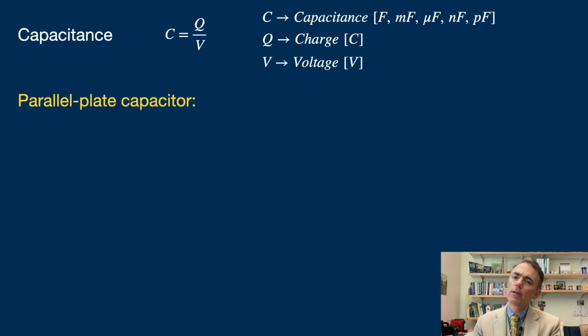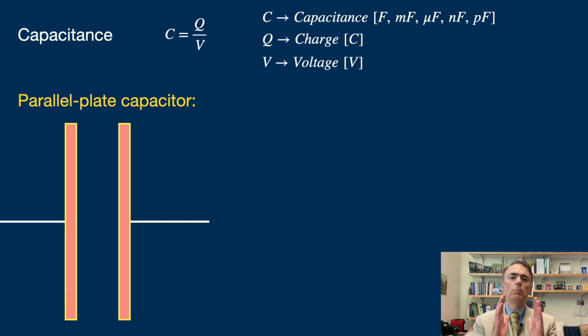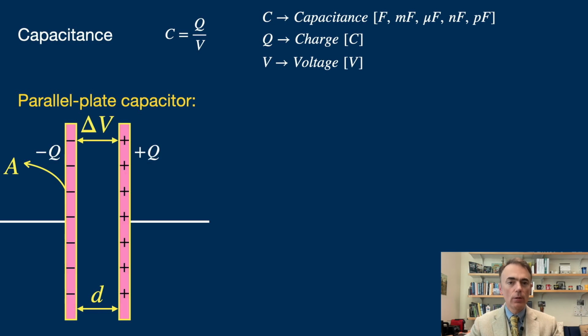Now, let's apply this to a parallel plate capacitor, which consists of two conducting plates separated by a distance d, with area A on each plate. Our goal is to calculate the capacitance C for this specific arrangement. Because capacitance is charge over potential, basically we need to find the potential of a parallel plate configuration.